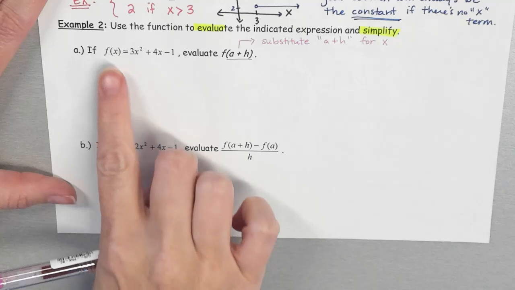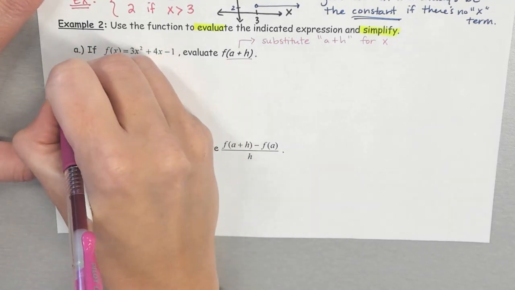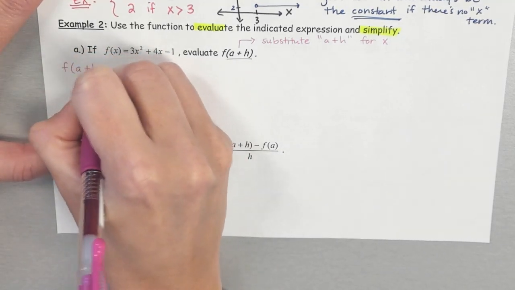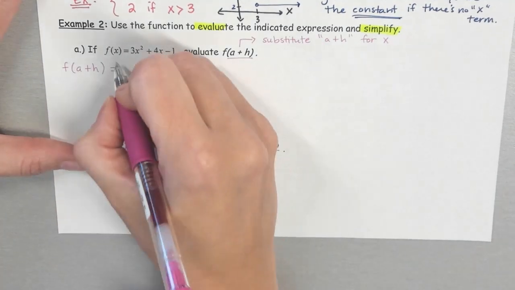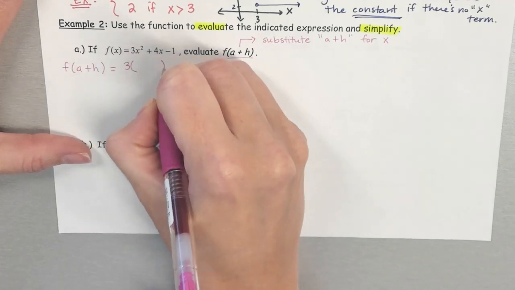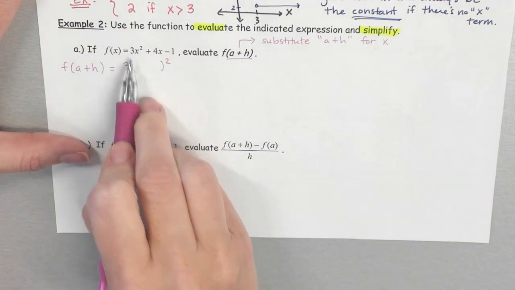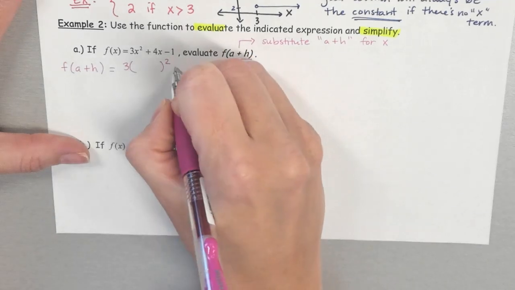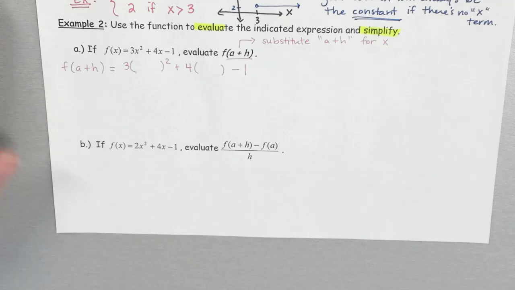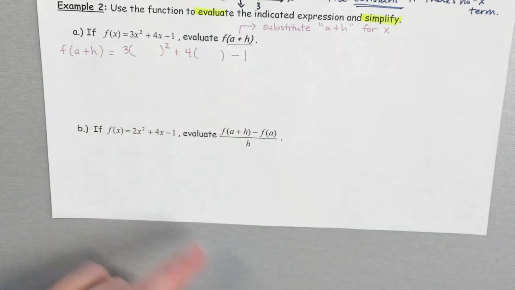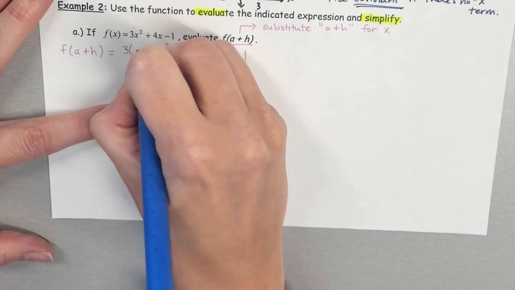Okay, so they give you f of x, so now what we're going to do is f of a plus h. One strategy I use to help me is instead of the x's, I put parentheses and write everything out first. So it's 3x squared plus 4 times x minus 1. I write this exact expression except without my x term, because that's where I'm going to plug in my a plus h.